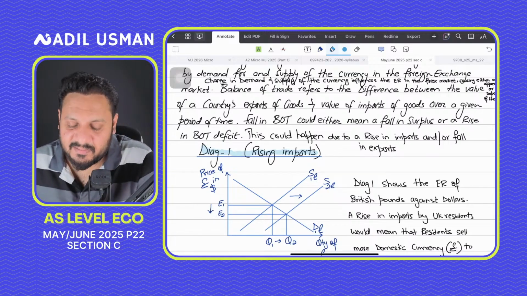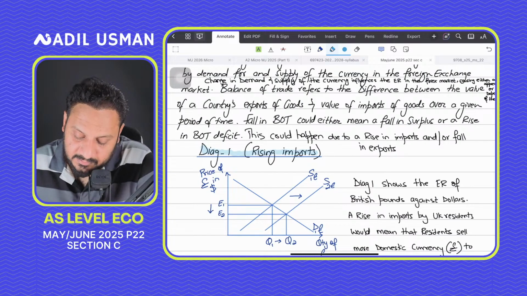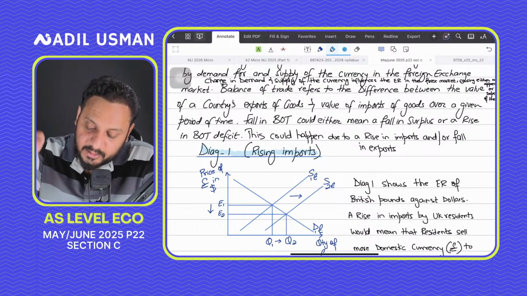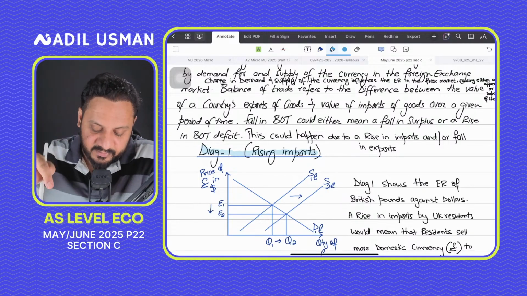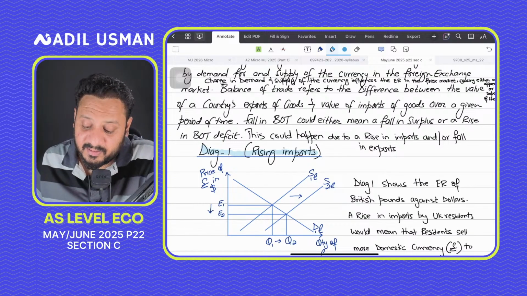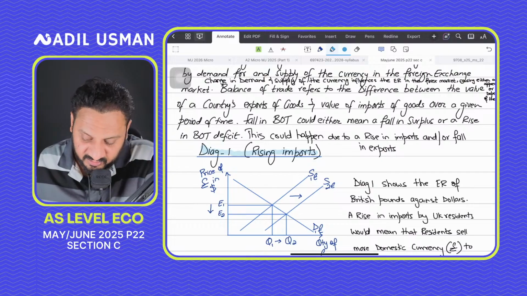And this is exactly what the question is asking you: consider the extent to which a change in the relative rate of interest between two countries may have a greater impact on the exchange rate.